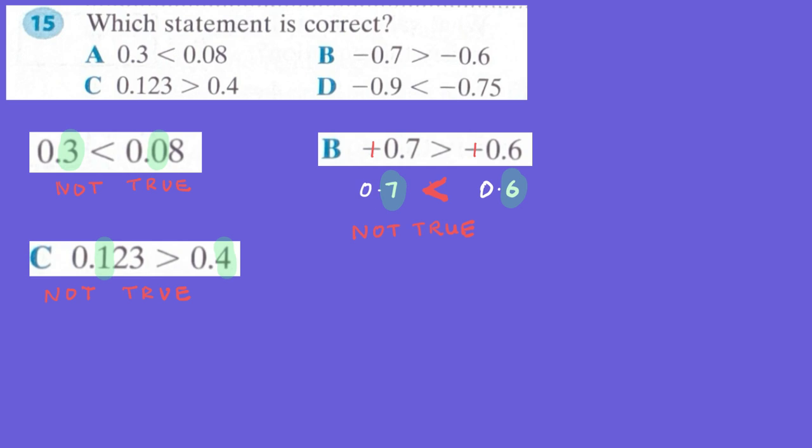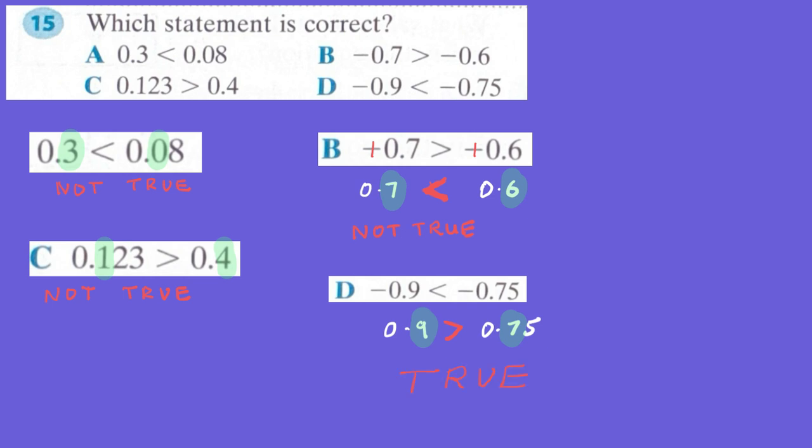Now for the very, very last one. We're going to try and do the same thing. I want to get rid of the negative sign, so I'm going to write this as 0.9. And now I will reverse the sign, so that becomes greater than this, and leave 7.5. Now, is it true that 7 is less than 9? It is true. So this happens to be true, and we can highlight D.